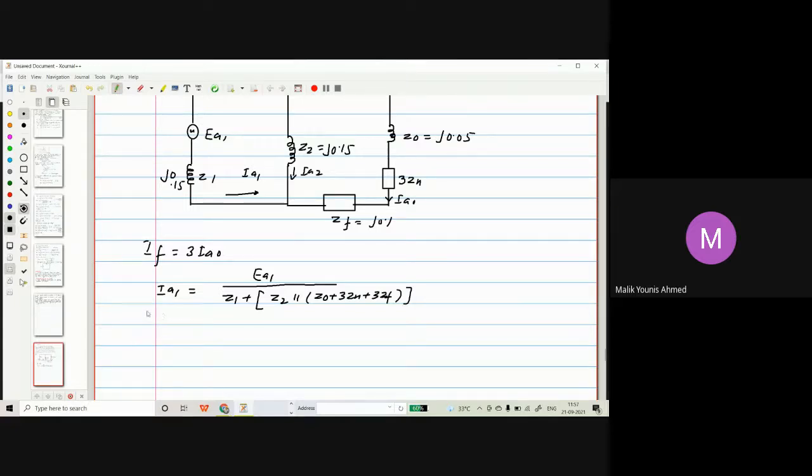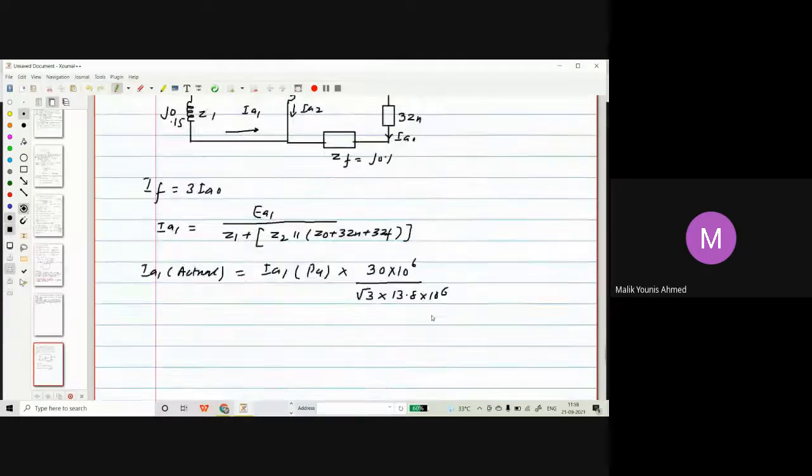So we need to find IA actual. Why are we going for the actual? Because the value is given in actual. That will be equal to IA1 in per unit multiplied by the base current, under root 3 and kV, which is 13.8 into 6. You don't have to write this much in an examination. You know the formula, you can directly use it. This is just for information. Everything is given to you. So IA1 in per unit we have to find.